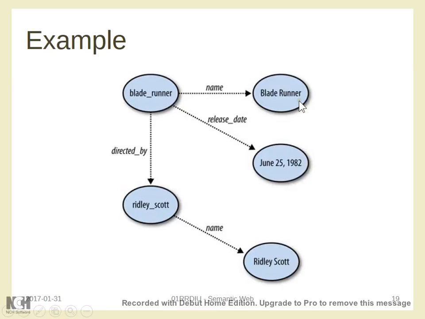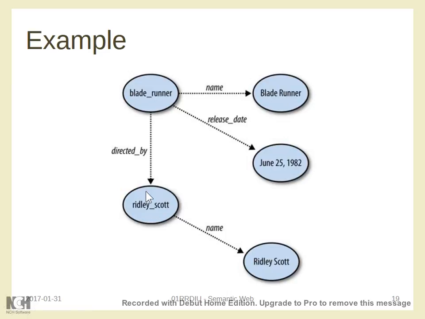These values are terminal nodes in our graphs. They can be the destination of a predicate, the arrow, but no arrow can leave from a value, from a string. So we cannot say anything about this string. We can say something about the movie, but not about the date. It cannot be the subject of anything else. Or some relationships, like this one, directed by, can be with other nodes.